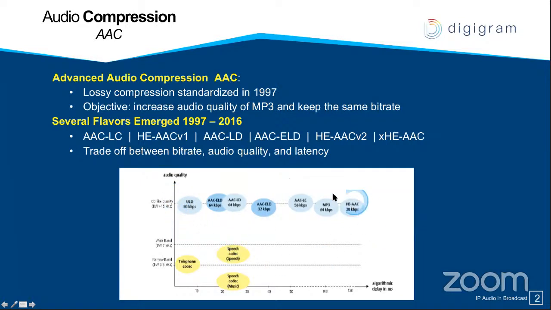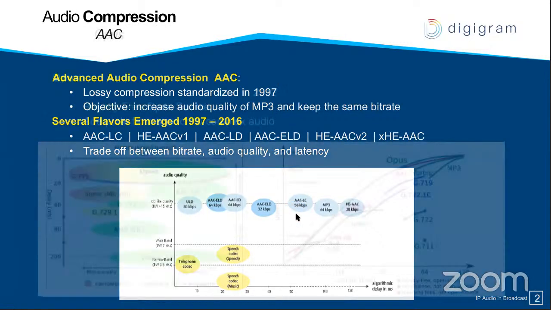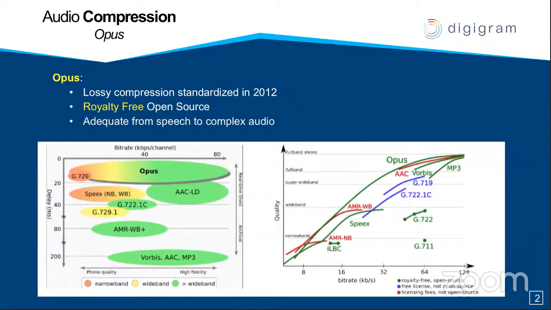And you can see on this graph, and it's a little grainy, my apologies, you basically get CD-like quality at different bit rates, and you have different latencies as a result. I'm going to put up a chart in a minute and compare all of these. Another compression algorithm that you're going to come across is Opus.